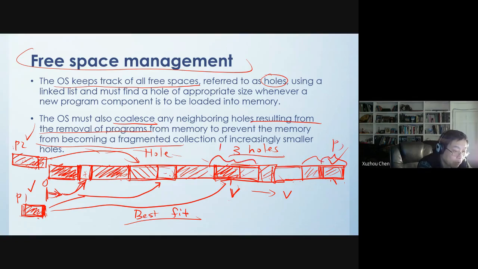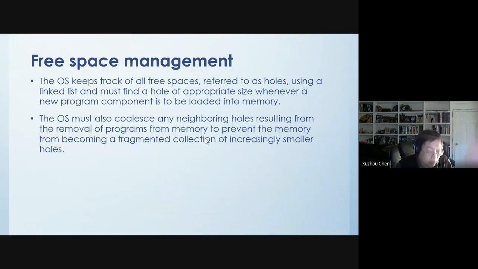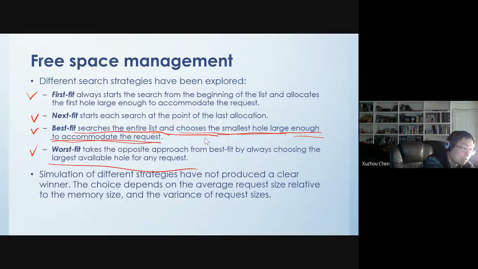P1 here, P2 here. But if I use worst fit, then I put P1, which is a relatively small program, into a larger hole. So I shrink the largest hole. So when P2 is coming, there's no hole that is large enough to fit P2. So in this example, it sounds like the worst fit is really a bad approach. Okay, best fit is actually the best.